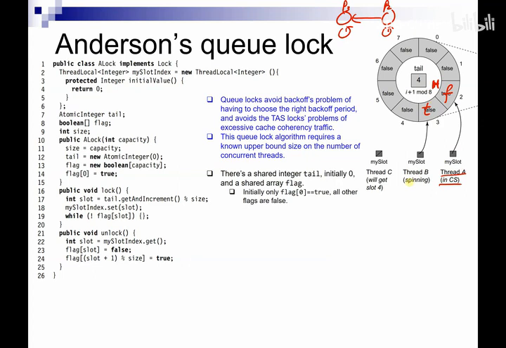Now let's say B is in the critical section. Eventually he finishes, and then he sets his flag back to false, and he sets the next one to be true. So whoever's waiting after B can now get in.